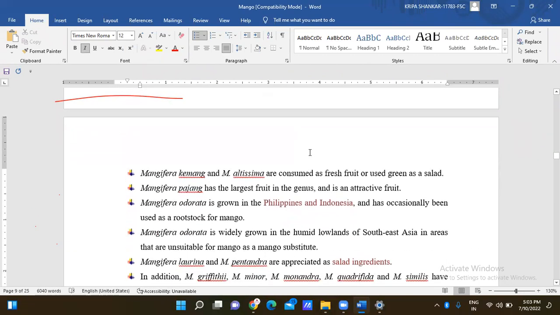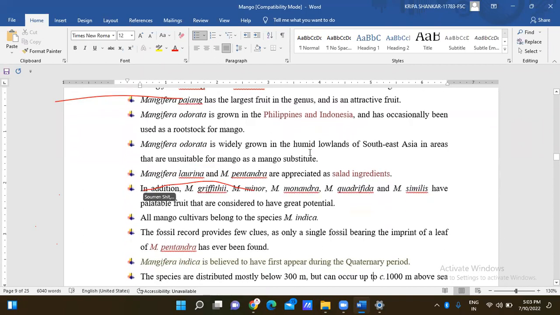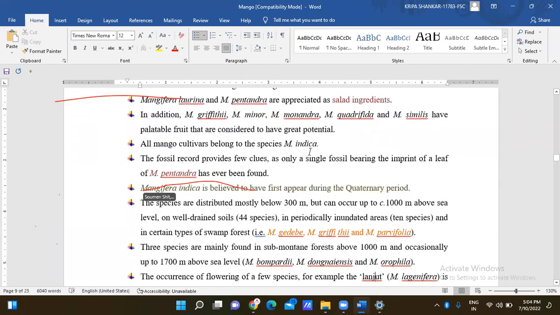Similarly, Kemang and Pajang all have different characters. So all is mentioned here. Okay, later on you can read it. Someone is doing something. It is okay.